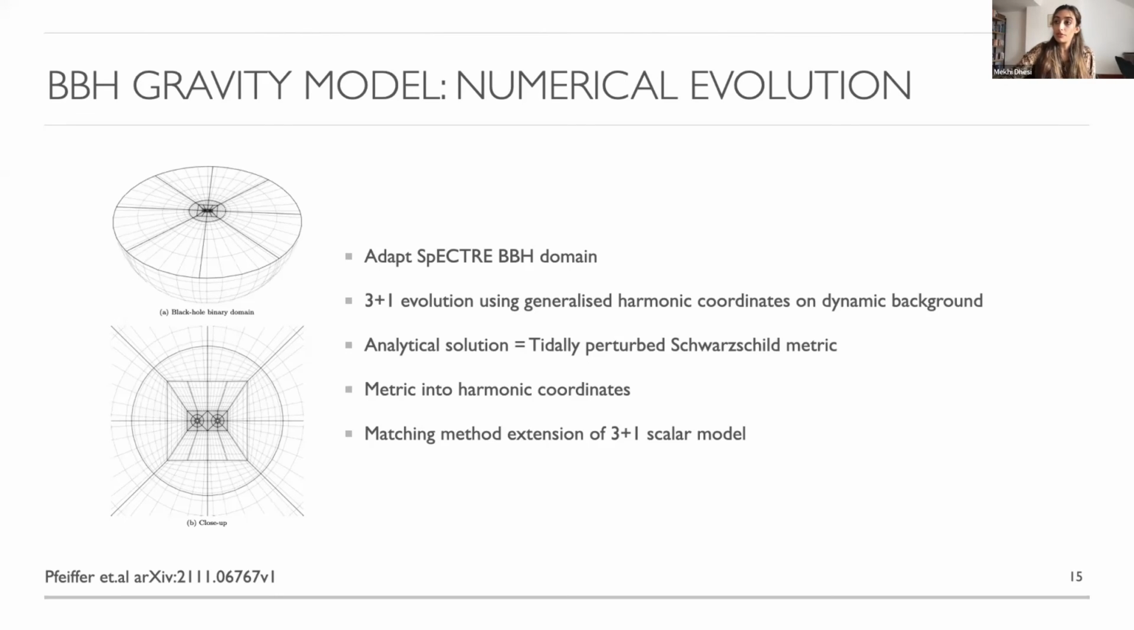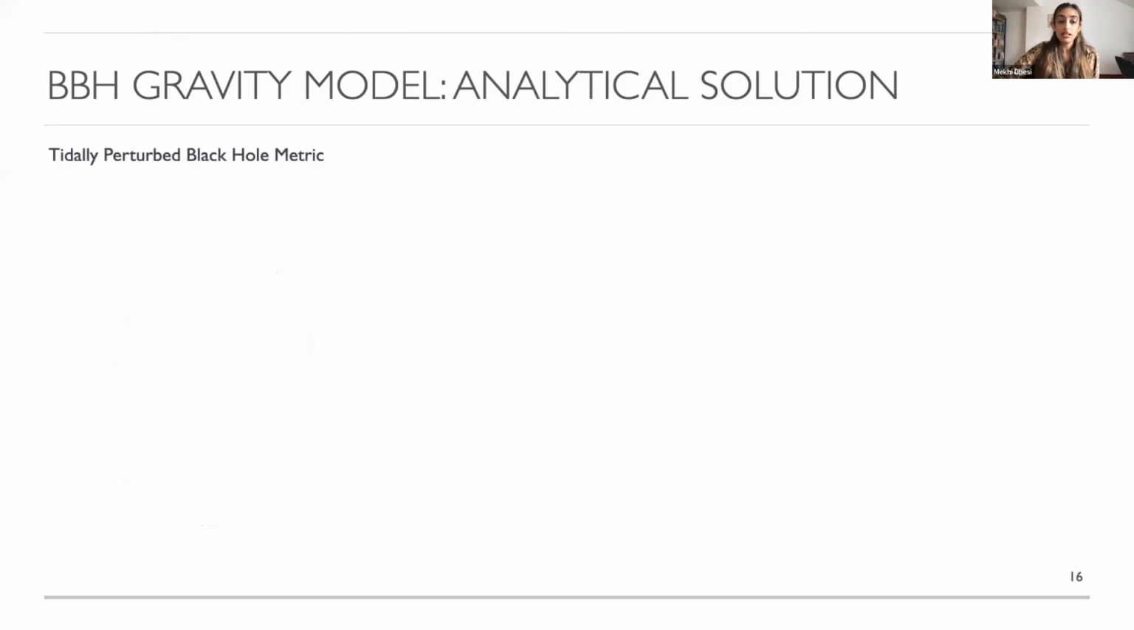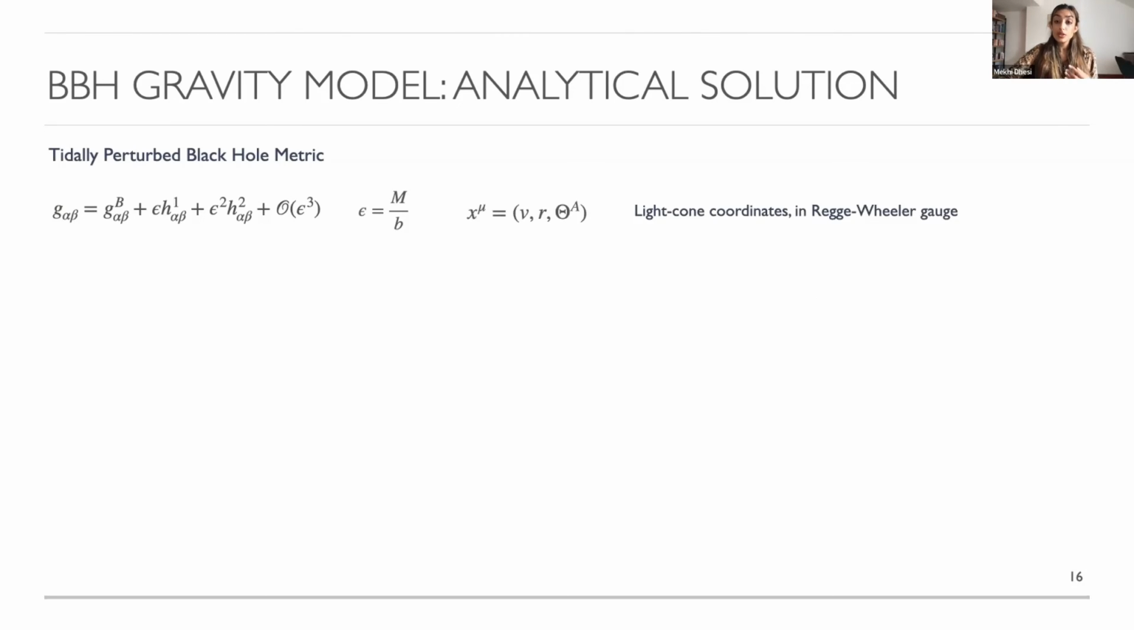And again, then we're going to perform the matching on a mode-by-mode basis. Okay, so let's just have a little look at the analytical solution. So the tidally perturbed black hole metric is a perturbation in this parameter epsilon, where m is the mass of the black hole and b is the characteristic length scale of the tidal field. And traditionally, these expressions exist in the literature in light cone coordinates in the Regge-Wheeler gauge.